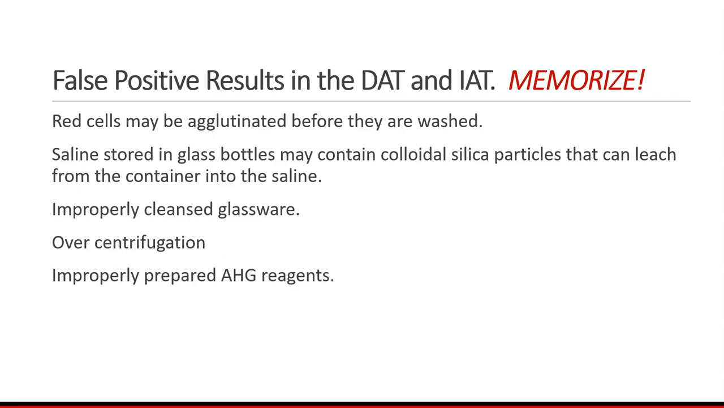Improperly prepared AHG reagents: because the FDA is involved, I've never seen this as a problem. Every day before you use your reagents, you will perform quality control. And part of that quality control involves testing your Coombs reagent to make sure that there's no false positives and no false negatives. So if the Coombs reagent was improperly prepared, you would catch it during the QC.